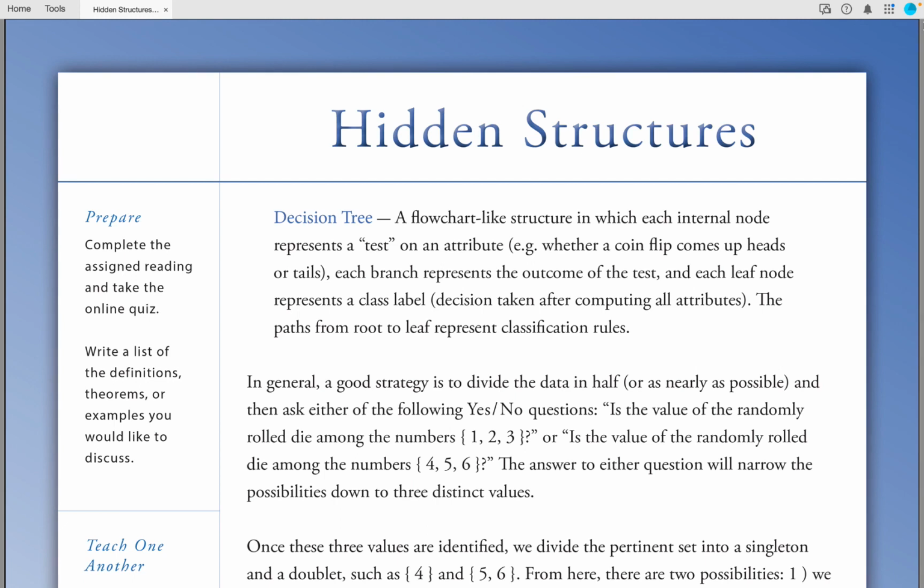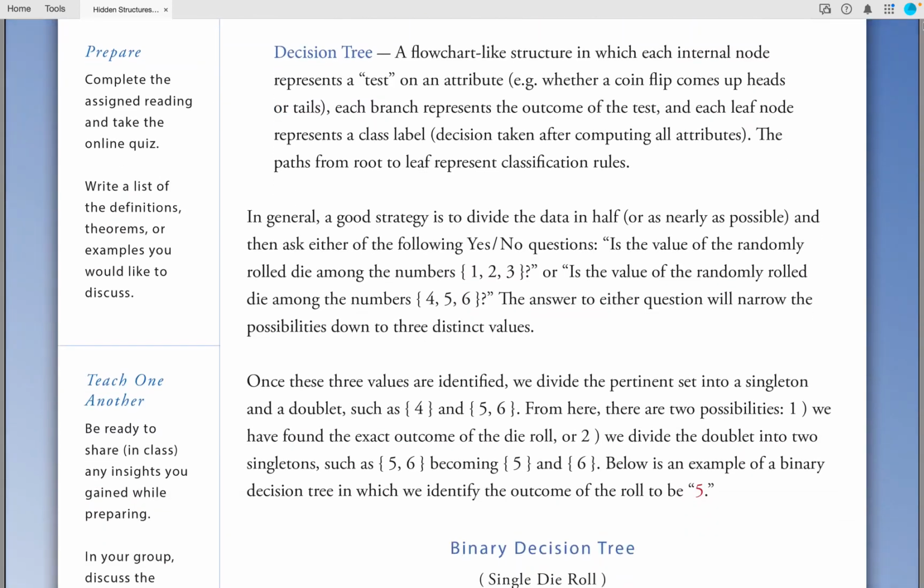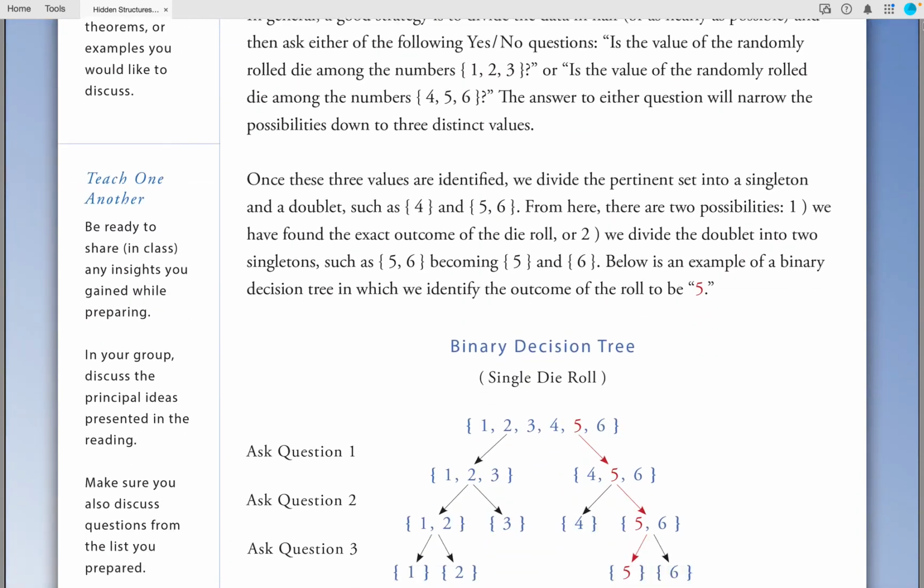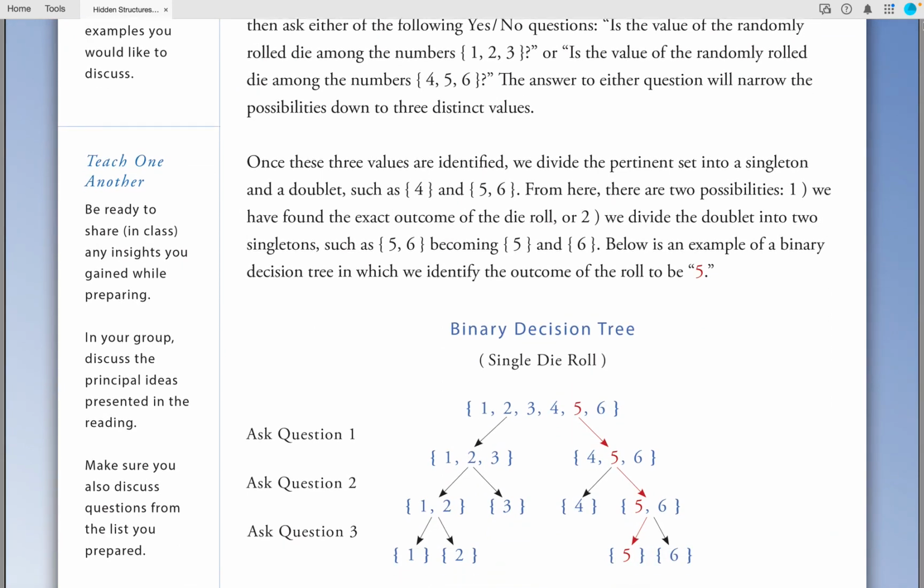In general, a good strategy is to divide the data in half, or as nearly as possible, and then to ask the following yes-no questions. Is the value of the randomly rolled die among the numbers 1, 2, or 3? Or is the value of the randomly rolled die among the numbers 4, 5, and 6? The answer to either question will narrow the possibilities down to 3 distinct values. Once these 3 values are identified, we divide the pertinent set into a singleton and a doublet, such as the set consisting of 4 and the set consisting of 5 and 6.